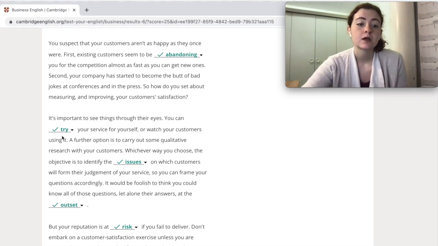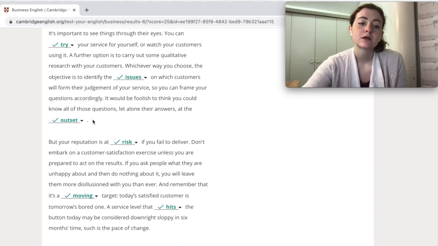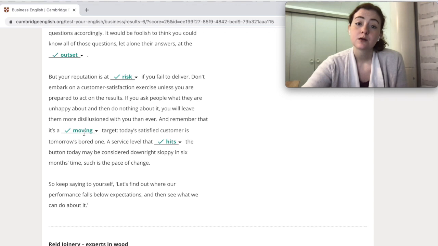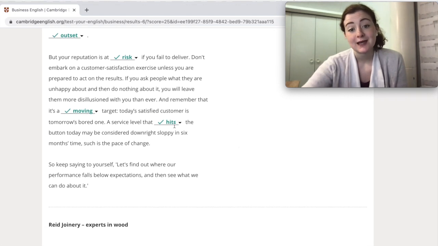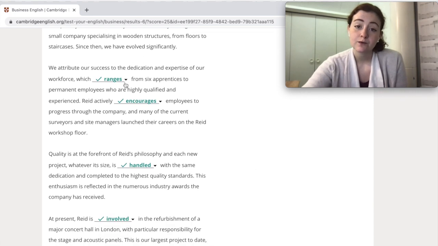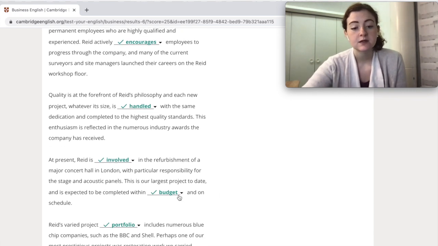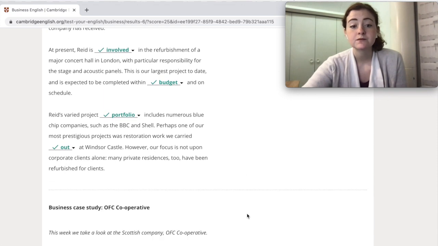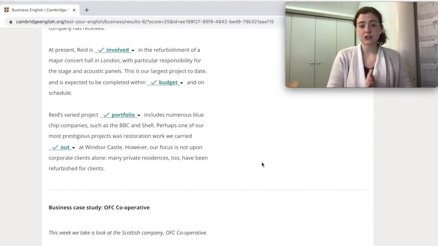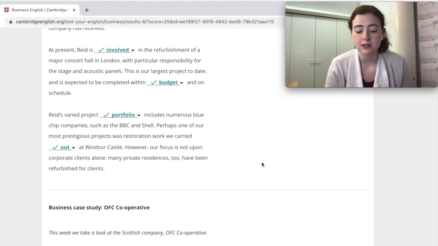Abandoning, try, issues, outset, risk, moving, hits, ranges, encourages, handled, involved, budget, portfolio, and outs. So as I mentioned in my tip, some of the reasons that maybe one word would fit and not another one could be because of the word order or the structure of the sentence, also the use of certain prepositions within the sentence.